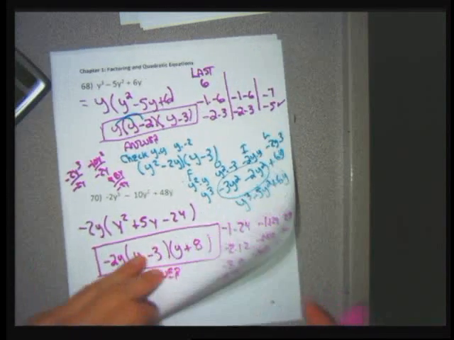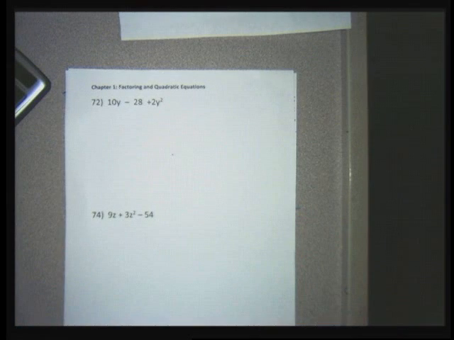Getting close to the end, I believe. 74 is the end, so we just have a couple problems left. 72 and 74 aren't written so well. Generally, I need to see the highest power of the letter first before I factor. So both 72 and 74 need some rewriting.